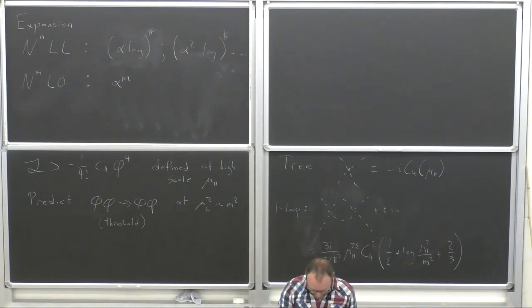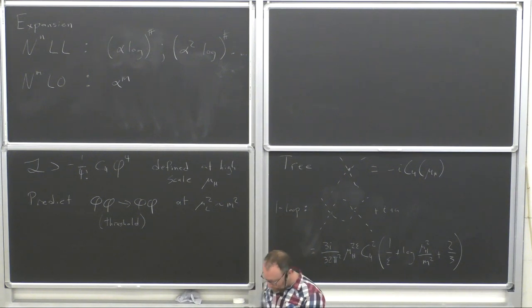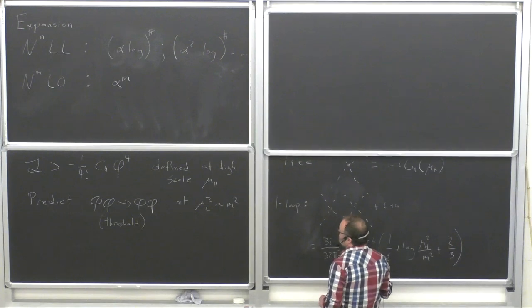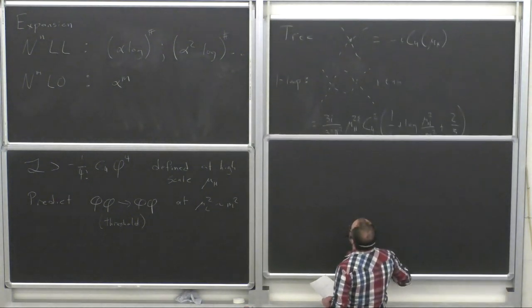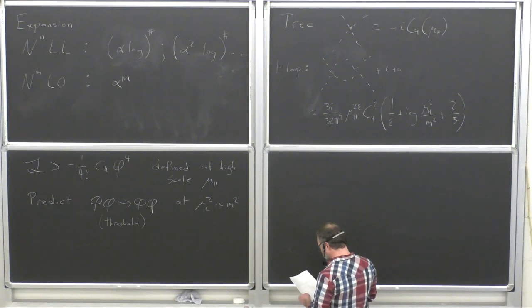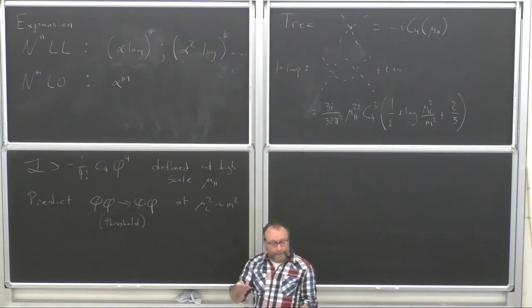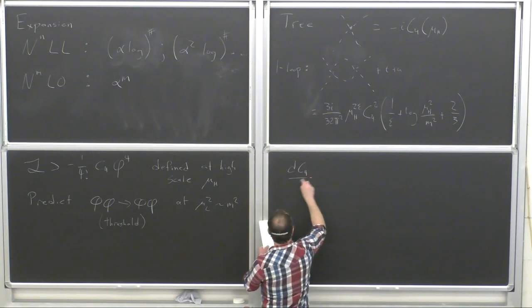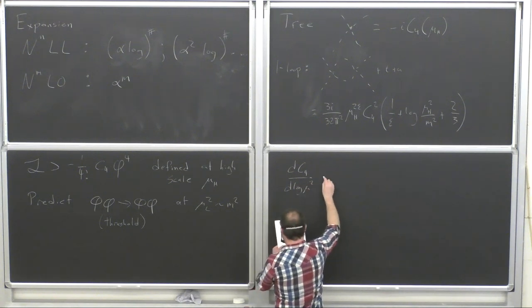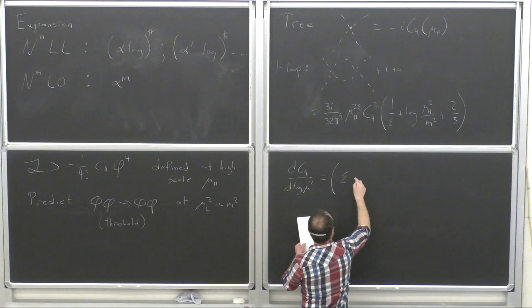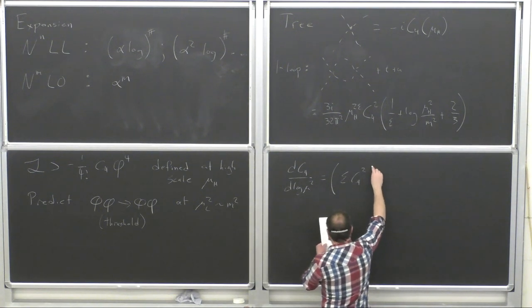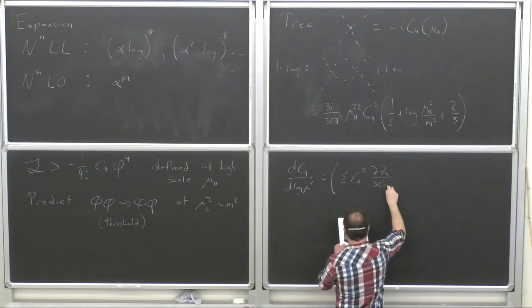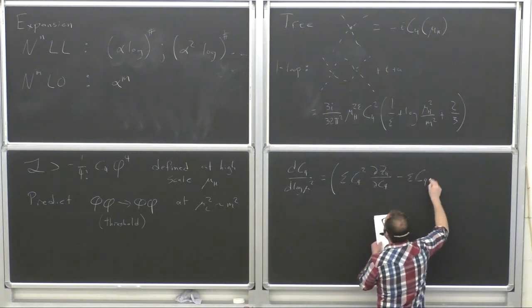Now I take the formulas from yesterday. So I take my formula for the renormalization group equations. In this theory, we only have this quartic coupling, okay? So I have dC4 d log mu squared is epsilon C4 squared dZ4 dC4 minus epsilon C4.